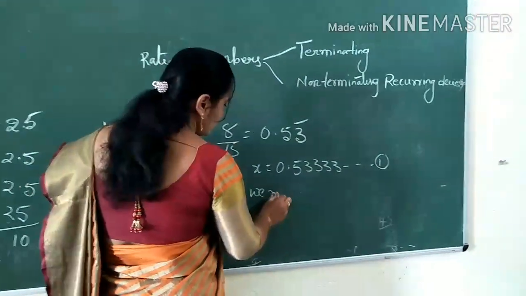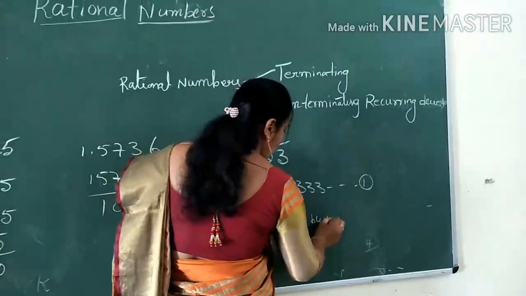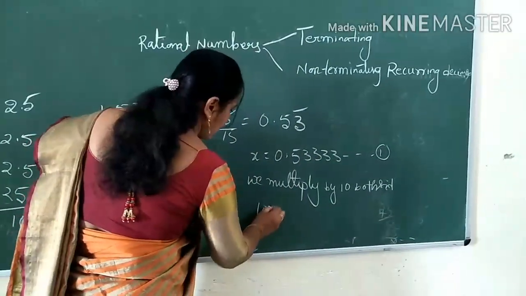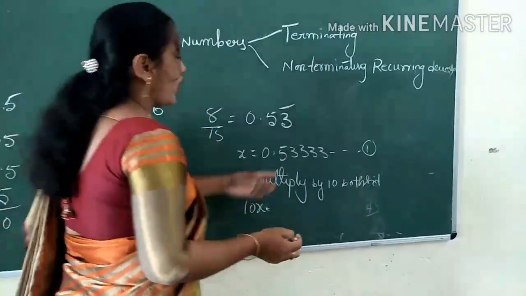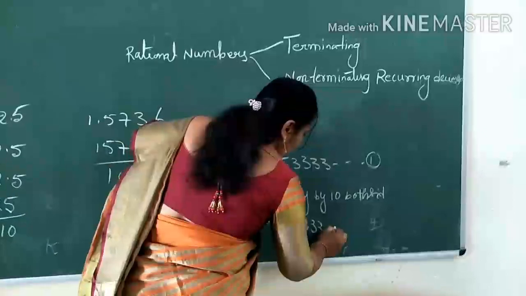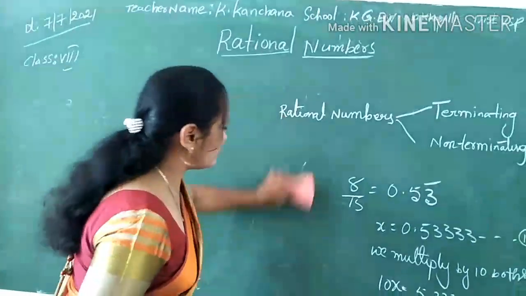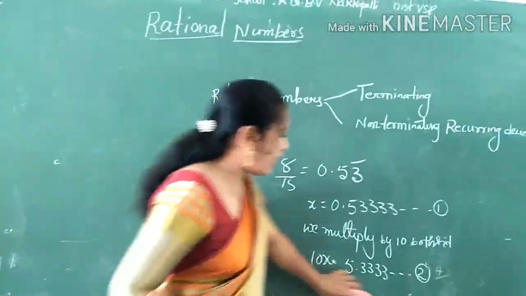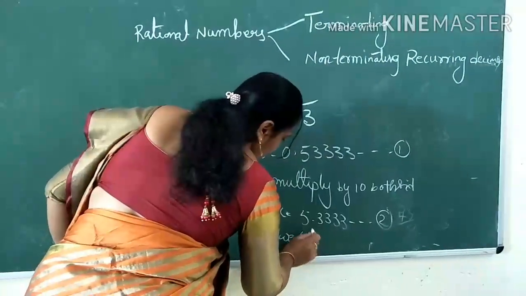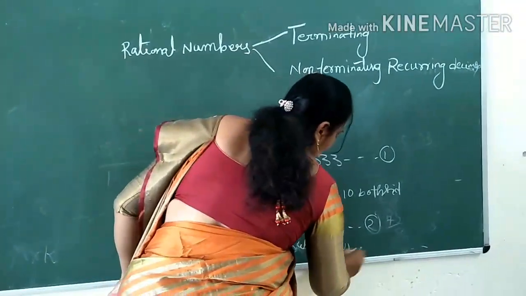We multiply by 10 on both sides. So 10x. 10x means we have to multiply by 10, and the decimal point moves one place to the right. So 5.3333 and so on. This is the second equation. Now we subtract the first from the second.